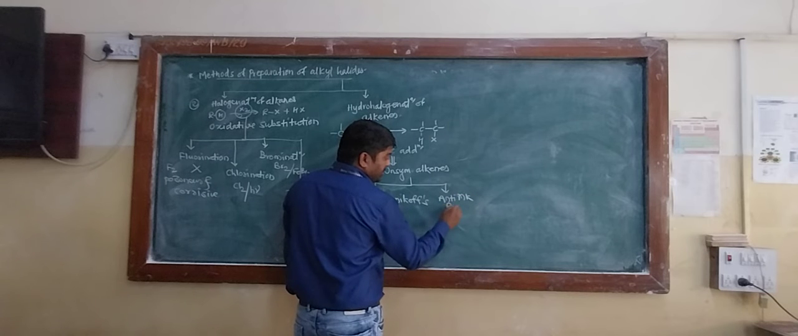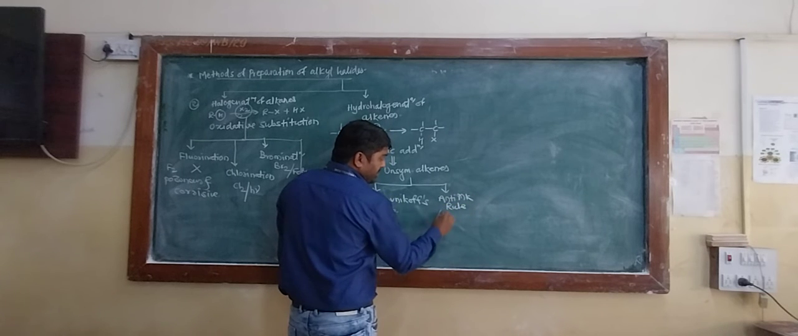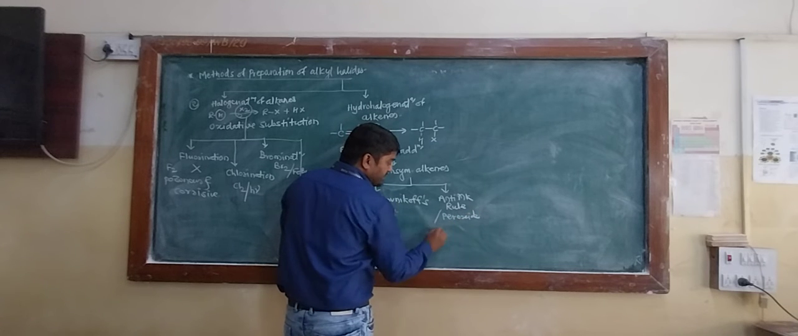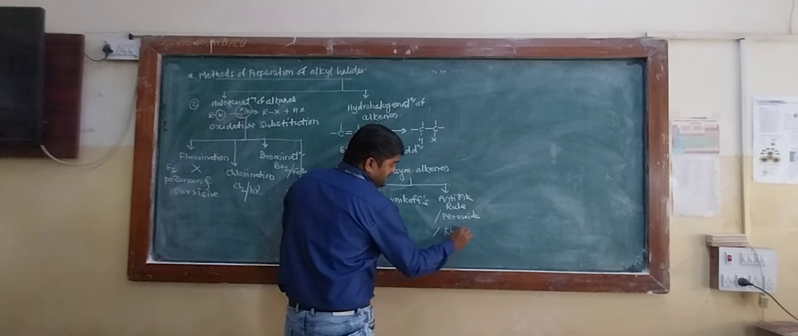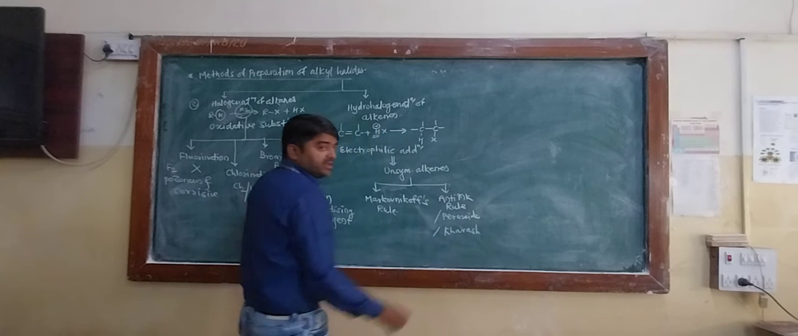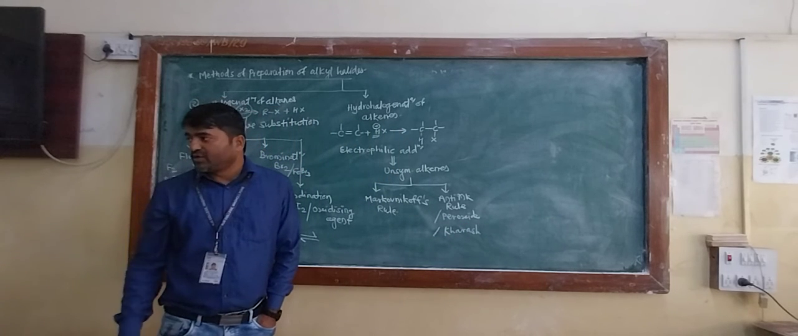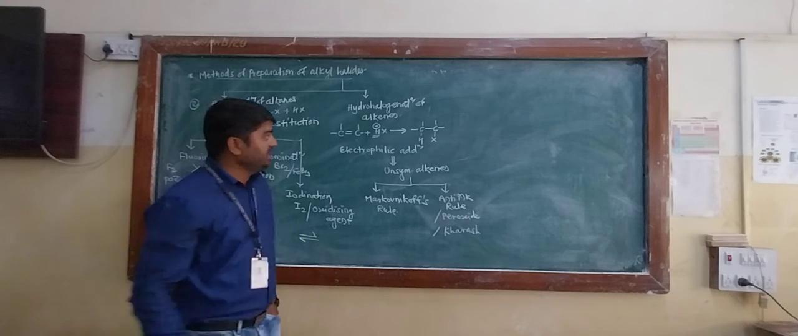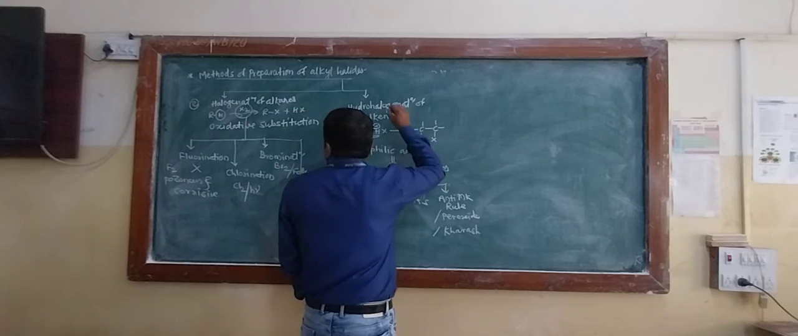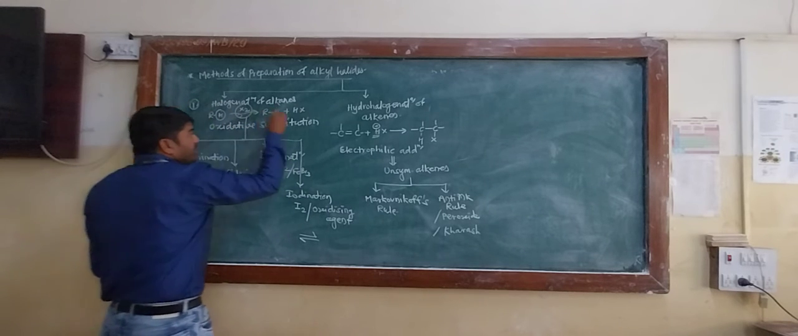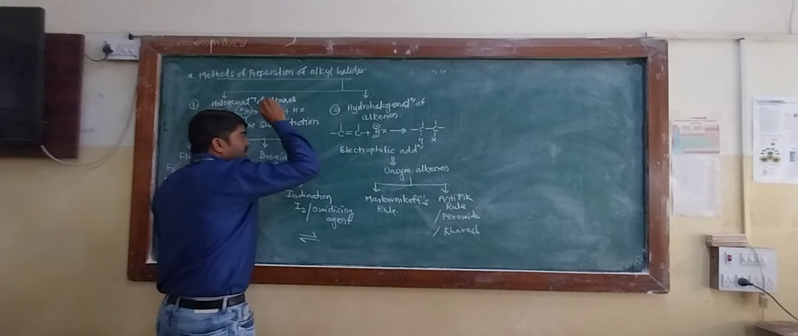Anti-Markovnikov's rule, right? Or it is called the peroxide effect, or the Kharash effect. This reaction addition takes place in presence of hydrogen peroxide or the peroxide, and it involves the radical mechanism. This is the first method. Then hydrohalogenation is the second method.